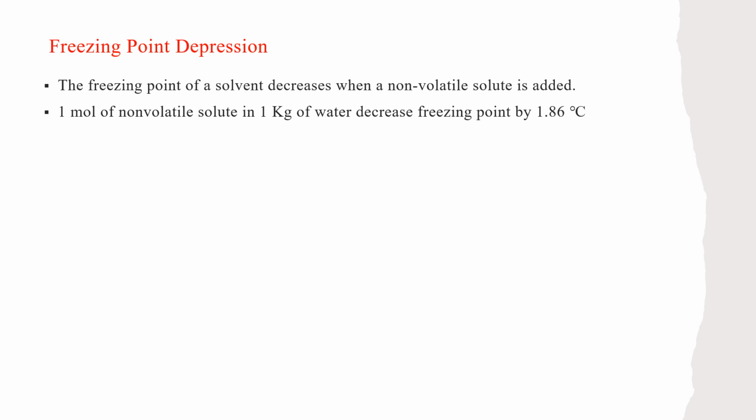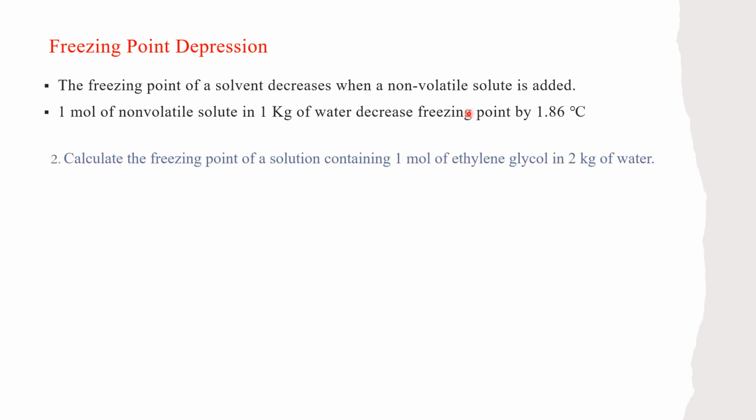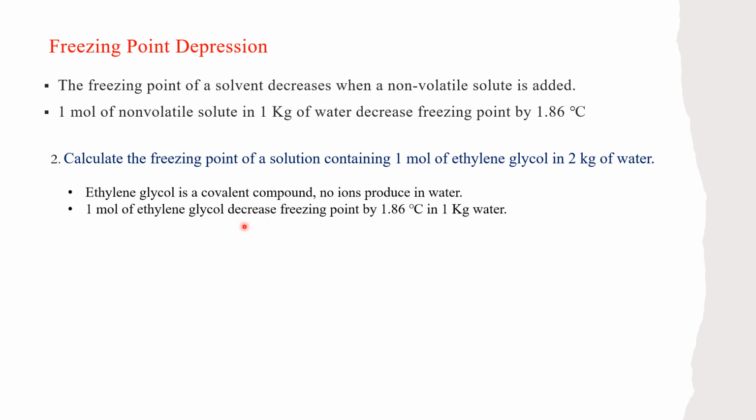Freezing point depression. The freezing point of a solvent decreases when a non-volatile solute is added. In pure water, the freezing point is 0 degrees Celsius or 32 degrees Fahrenheit. If we dissolve 1 mole of non-volatile solute in 1 kilogram of water, that decreases the freezing point by 1.86 degrees Celsius. Calculate the freezing point of a solution that contains 1 mole of ethylene glycol in 2 kg water. Ethylene glycol is a covalent compound, therefore no ions are produced in water.